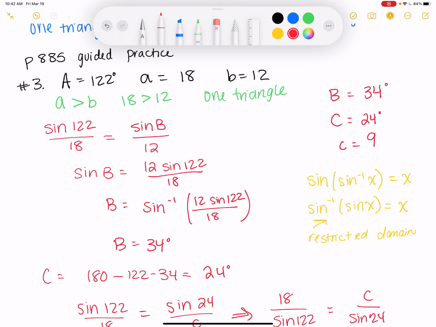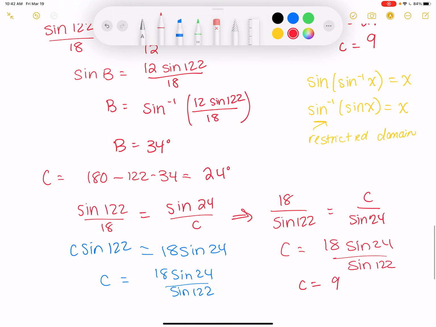I put that in the calculator like 18 times. It's not right. I actually didn't get that. Type in 18 times the sine of 24.